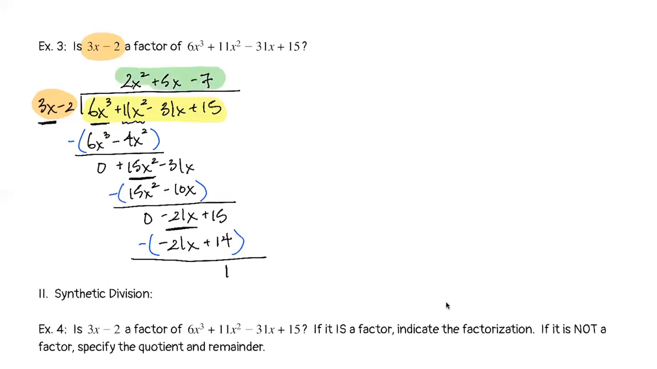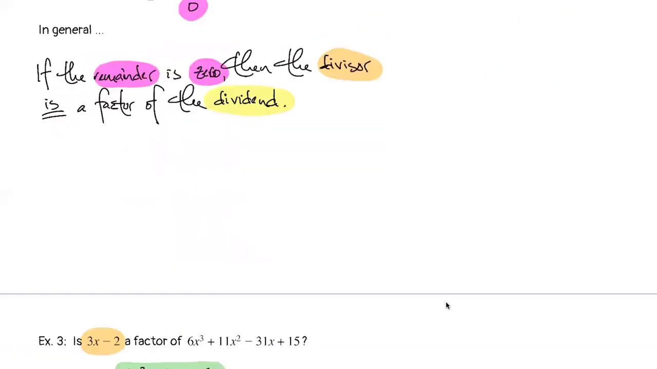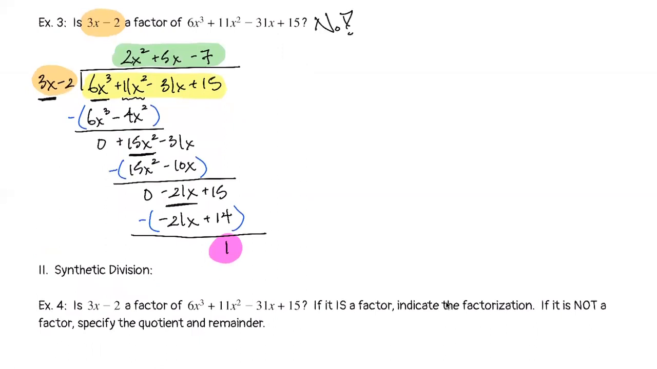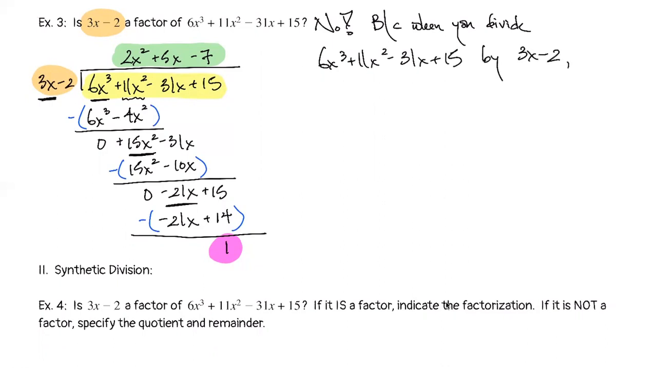So we've got our quotient up here, but the more important part for us right now is that 1 at the bottom. So our answer is going to be no, this is not a factor, because when you divide 6x cubed plus 11x squared minus 31x plus 15 by 3x minus 2, the remainder is 1. Okay, the remainder is 1, so no, it is not a factor, okay?